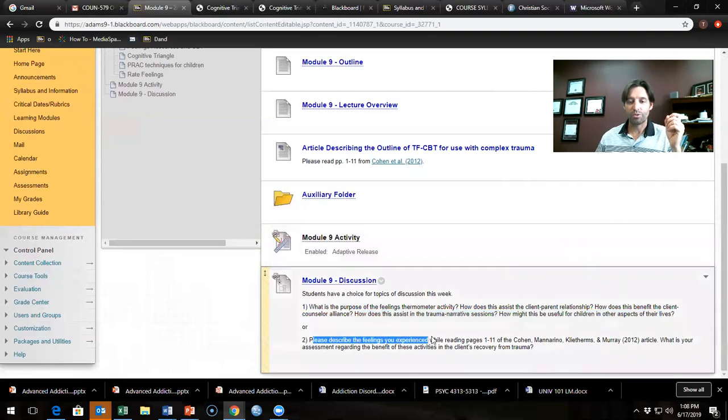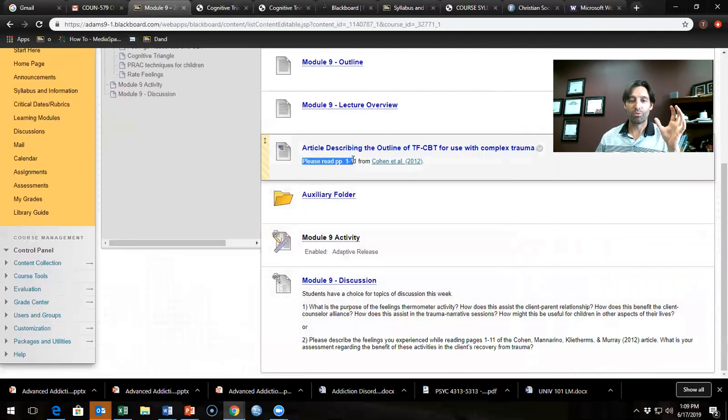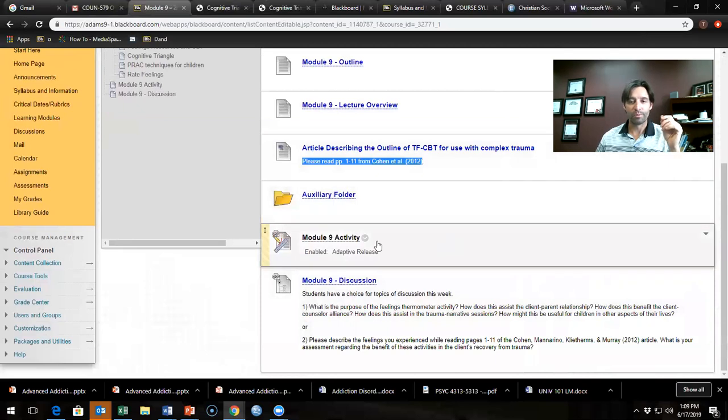Please describe the feelings you experienced while reading through pages 1 through 11 of Cohen, Mannarino, Deblinger, and Murray. What is your assessment regarding the benefit of these activities in the recovery from trauma? You do have a choice here, but I'd really encourage you, if you're going to understand what we're talking about this week and next, to read through pages 1 through 11. It's going to be very beneficial for you.